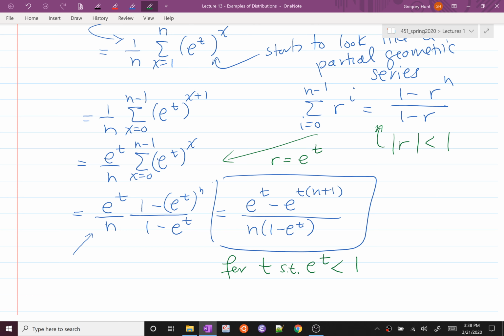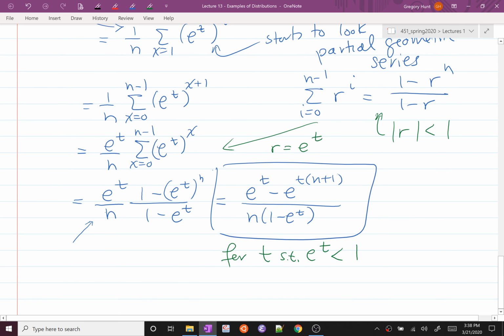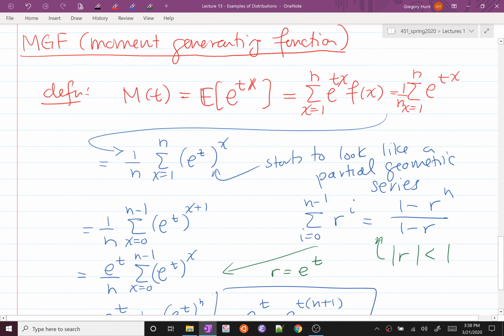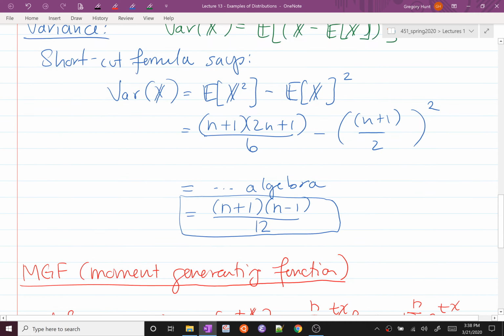Okay. So that's the MGF for the discrete uniform. And we're kind of done with the discrete uniform at this point. So let's do a real quick review of what was going on here.